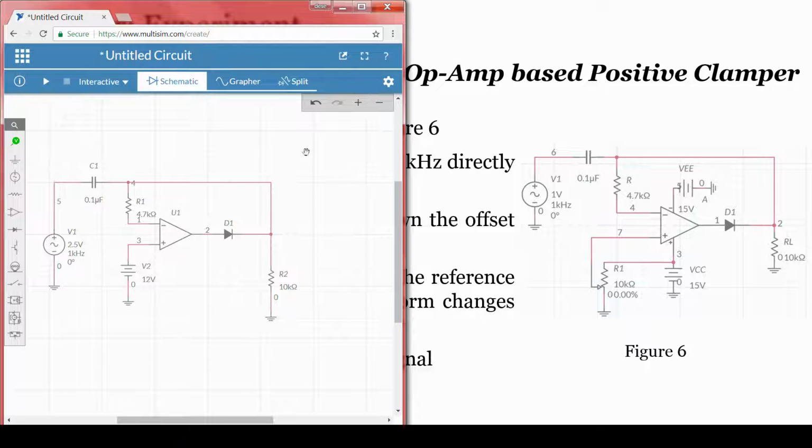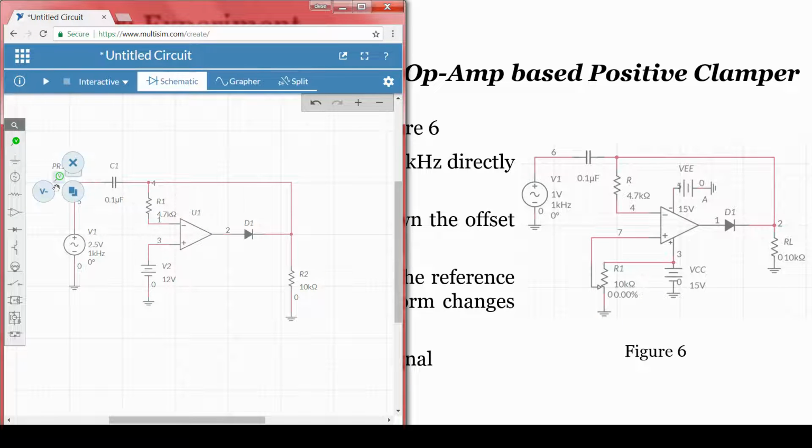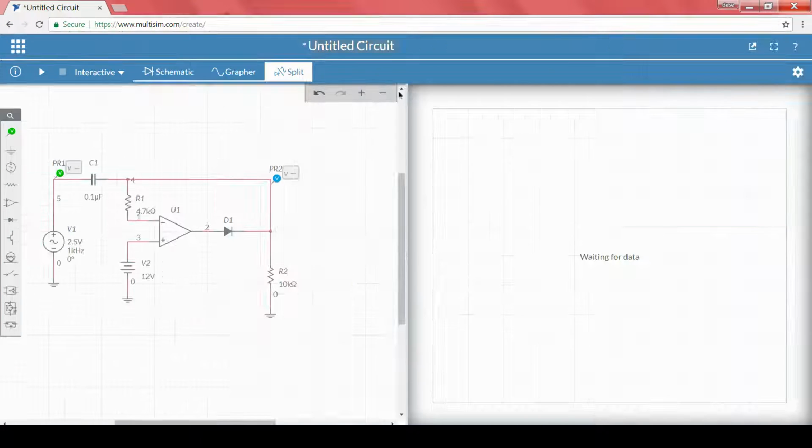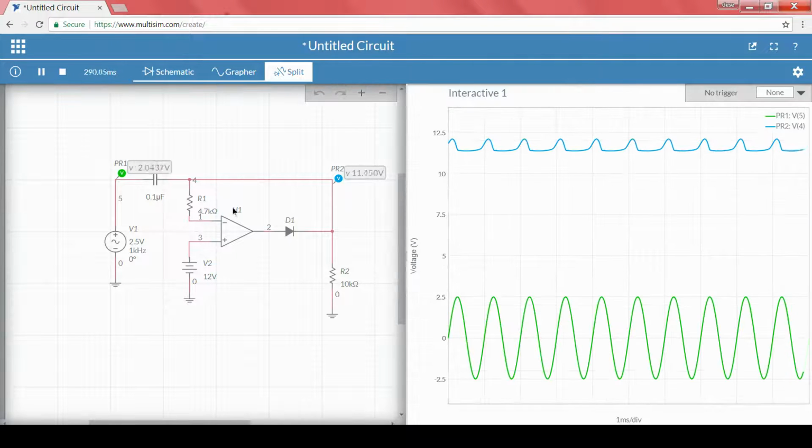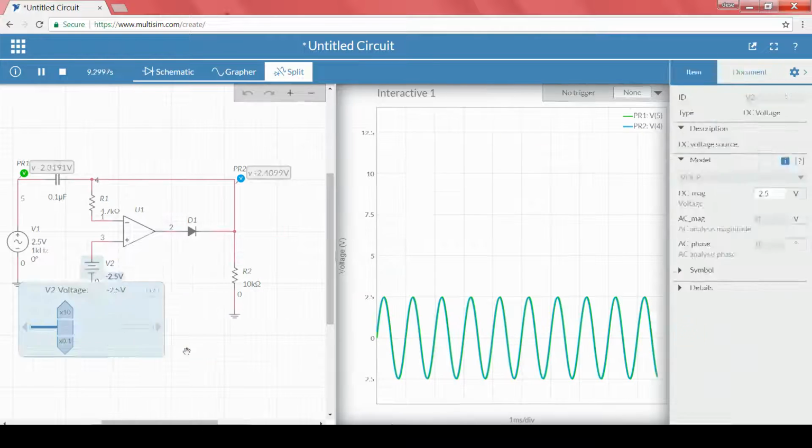In order to analyze this particular circuit, I will take a probe at the input side and another probe at the output side. The input is represented by green, whereas the sky blue represents our output voltage. To understand the circuit, let me run it in Multisim. Now let me change V2 to 2.5.